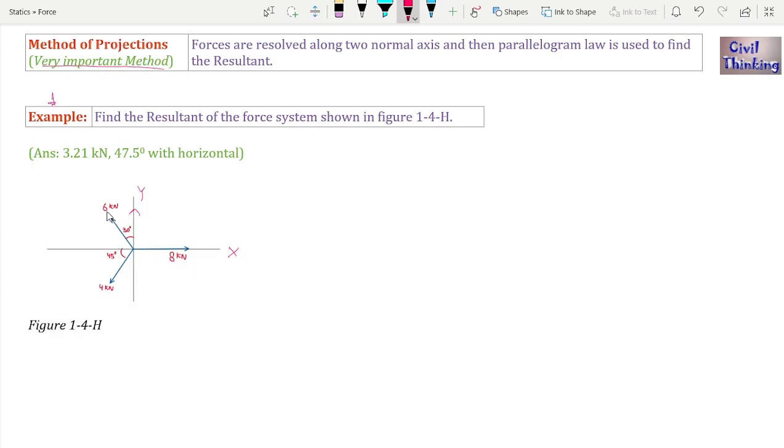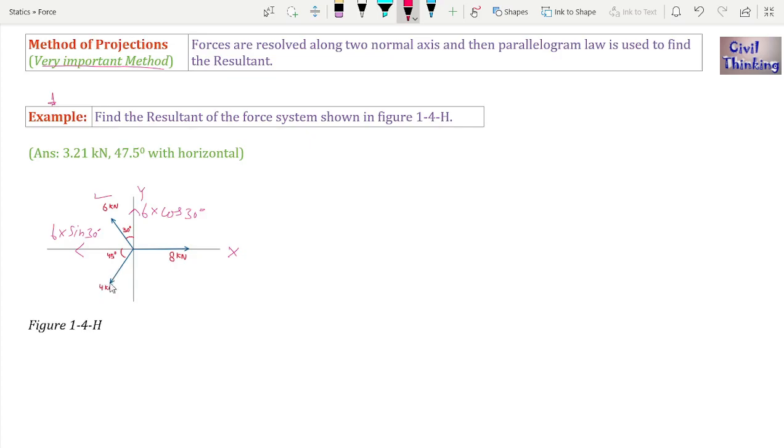Now the component of 6 kilonewton in the y direction will be 6 multiplied by cos 30, because the angle is 30. And the component of this in the x direction will be 6 sine 30, 6 multiplied by sine 30 degree. So we found the components of 6 kilonewton in the y direction and x direction. In the same way, we will find the x and y components of each force.